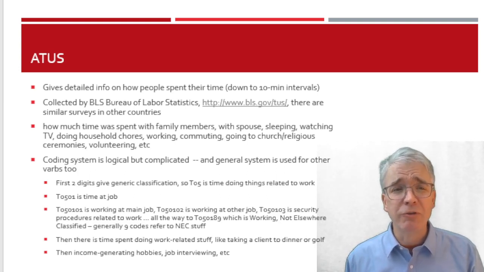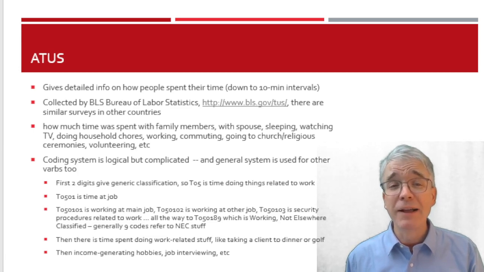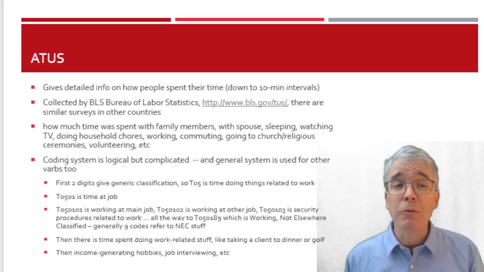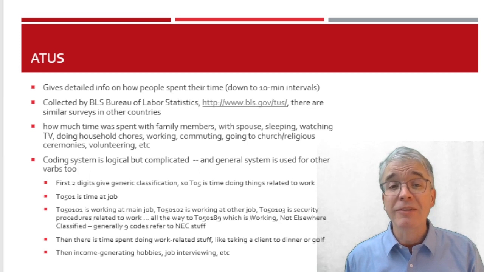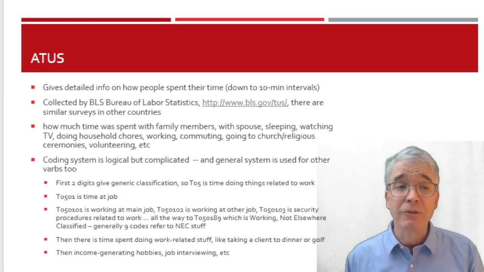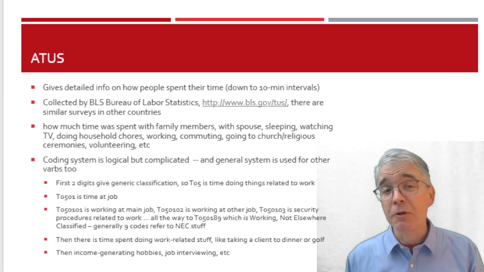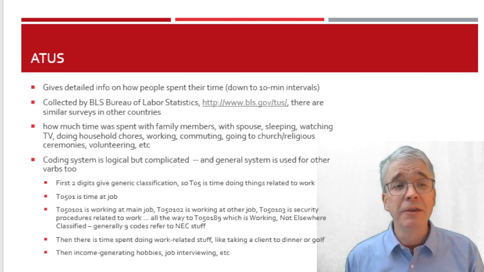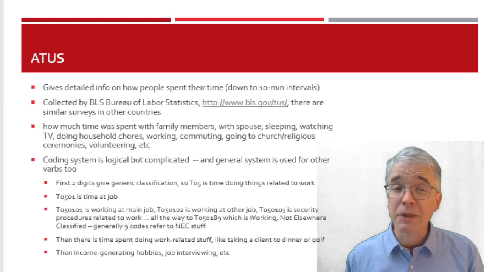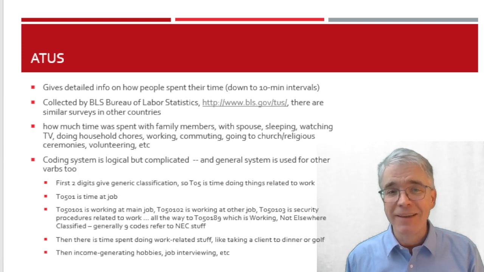The first 2 digits give the general classification, so T05 is time doing things related to work. T050101 supplements with more digits, so that's time at your job. T050102 is time working at your other job, for those who have a side hustle. T050103 is security procedures related to work, all the way down to T050189, which is working not elsewhere classified, NEC. Generally, the 9 codes refer to NEC, not elsewhere classified.